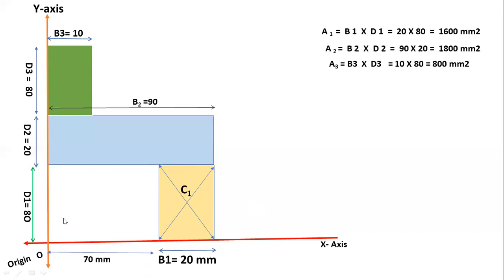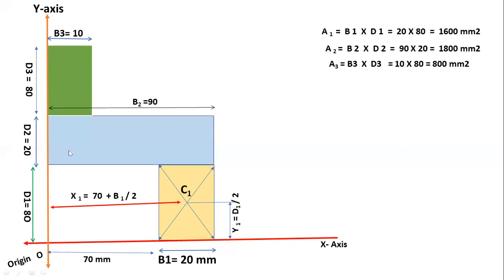Here the bottom gap is 70 mm. Here x1 is the distance of centroid C1 from y-axis. So here the gap is 70 mm plus half of the base. So gap 70 plus 10 mm equal to 80 mm is the distance of centroid C1 from y-axis. In similar way, y1 is the distance of centroid C1 from x-axis. That value equal to half of the height, D1 by 2, equal to 80 by 2 equal to 40 mm.